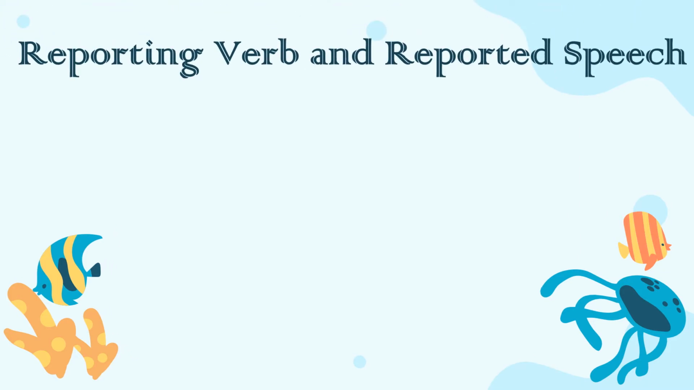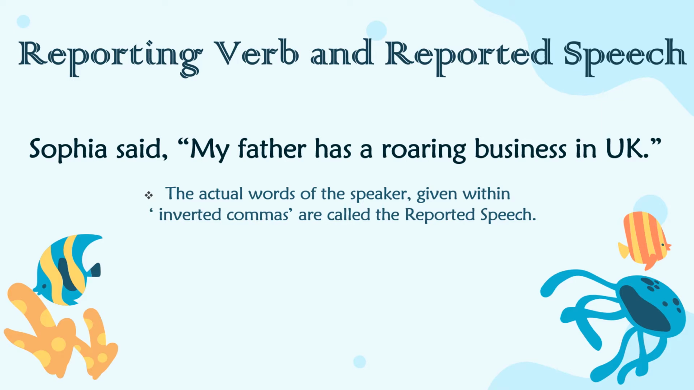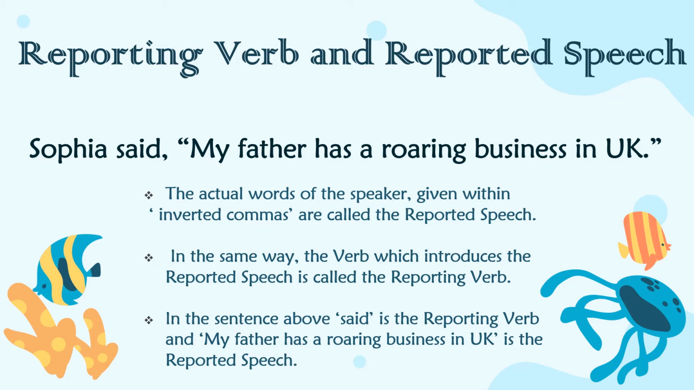Reporting verb and reported speech. Look at this sentence. Sophia said, "My father has a roaring business in UK." The actual words of the speaker given within inverted commas are called the reported speech. In the same way, the verb which introduces the reported speech is called the reporting verb. In the sentence above, said is the reporting verb and my father has a roaring business in UK is the reported speech.